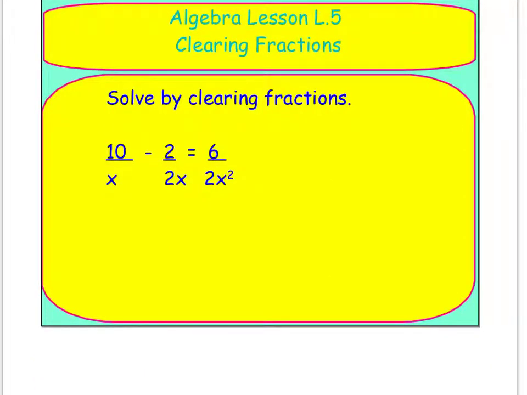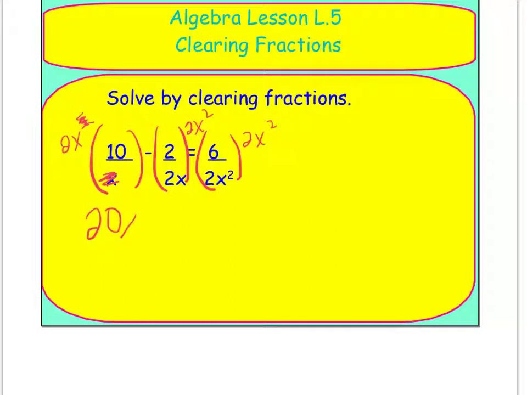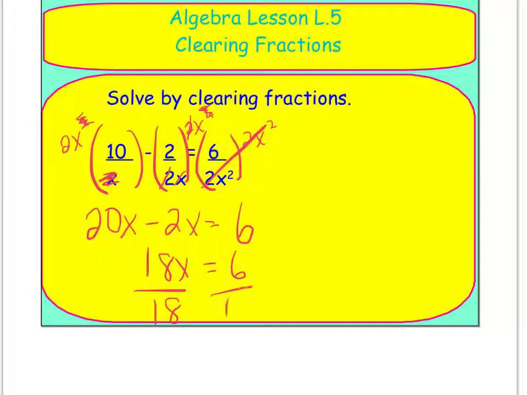The next one, the common denominator between x, 2x, and 2x squared is going to be 2x squared. So we'll multiply everything by 2x squared. The first one, the x's can cancel out. So 2x times 10 gives us 20x. The 2's can cancel out and one of the x's, so we're left with 2 times x, which is 2x. The 2x squareds can cancel out and we're left with 6. So 18x equals 6. Divide by 18 and x equals 1/3.